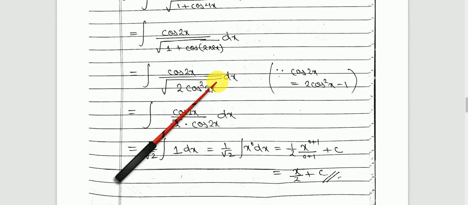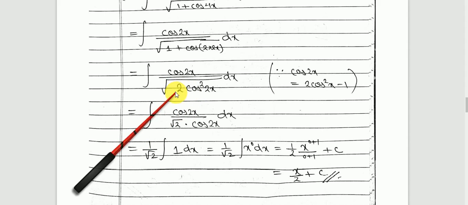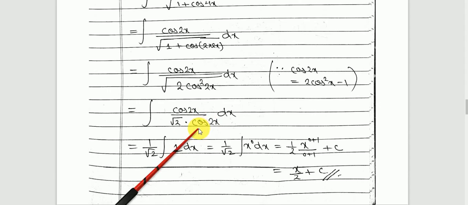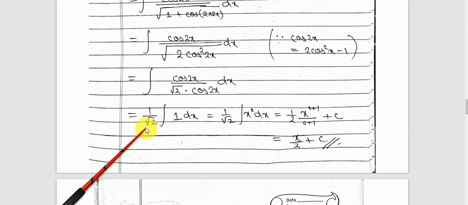So by this formula you can write this. Now you can see that this can be written as cos 2x upon square root of 2 into cos 2x. Now this cos 2x, this cos 2x, they will get cancelled. You are left with 1 upon square root of 2 into integration of 1 with respect to x. So this 1 can be written as x to the power 0. Then you know the formula, use it, you'll get the answer.